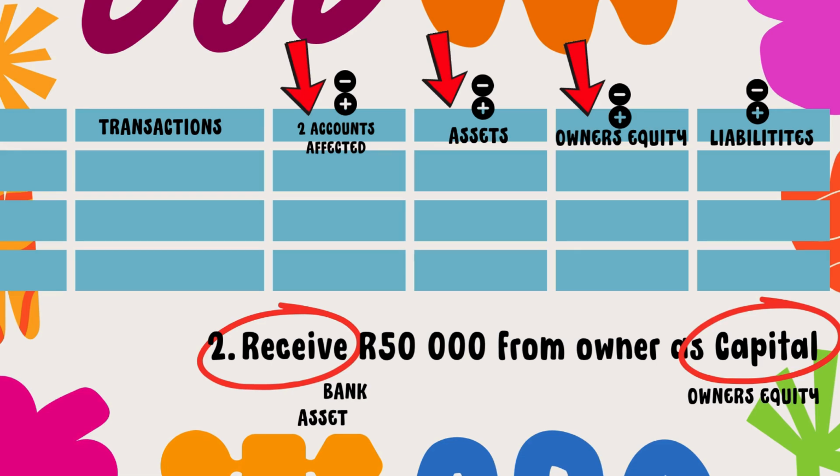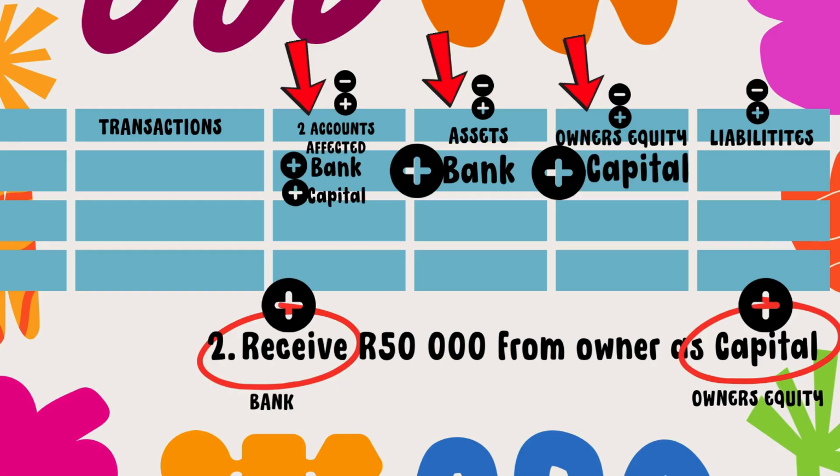I know that's bank. Capital, what account is that? That is owner's equity. Well, it's not the account. Capital is the account, but it's affecting owner's equity. So what are the two accounts? It would be bank and capital. So we've got money in the bank, plus. Does capital increase or decrease owner's equity? It increases owner's equity, so it is plus and plus.